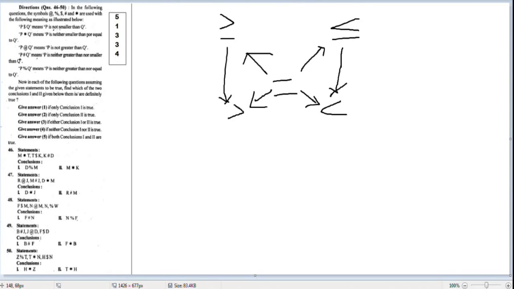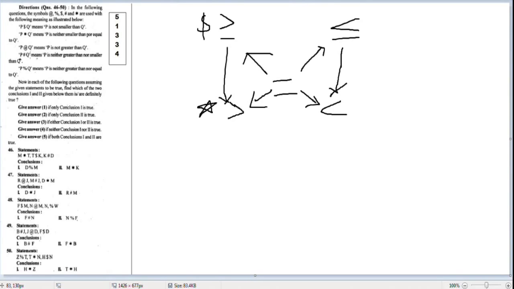Dollar means P is not smaller than Q. If it is not smaller, it can be greater or equal, so dollar should come here. Then star means P is neither smaller than nor equal to. It is not smaller and it is not equal, so it should be greater.